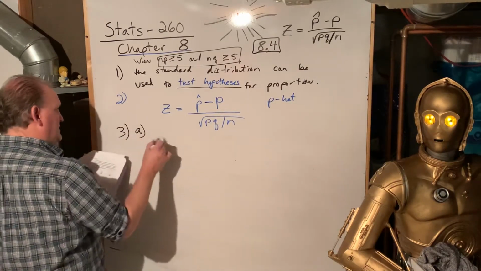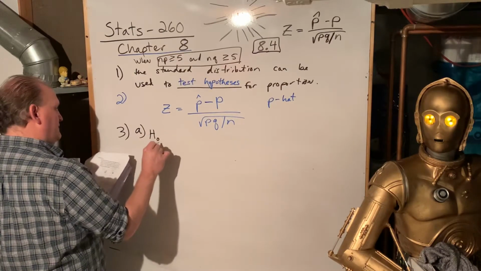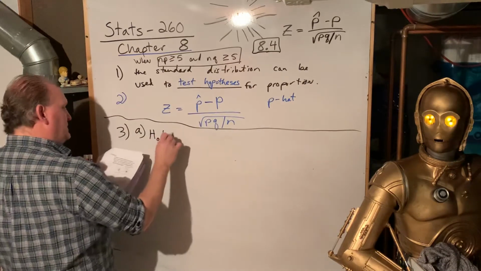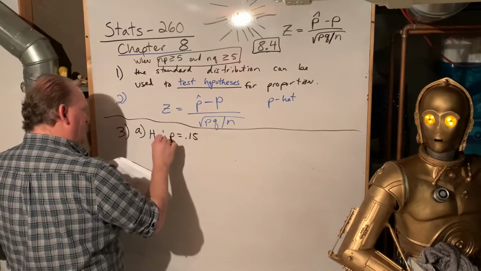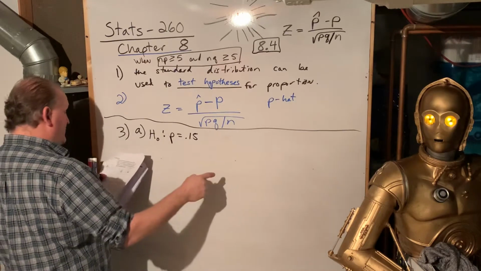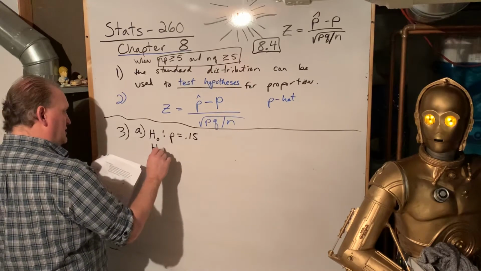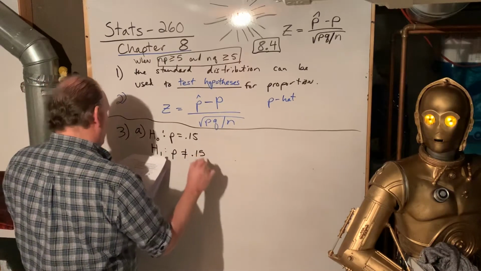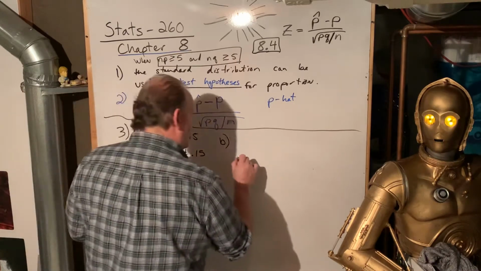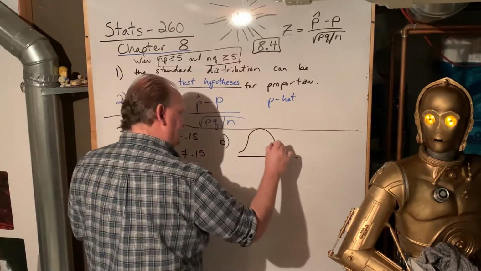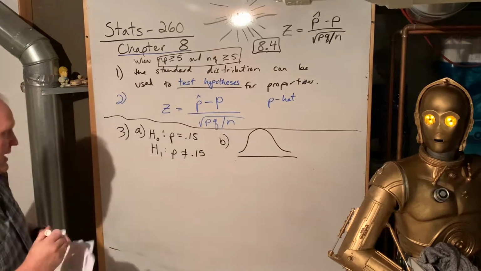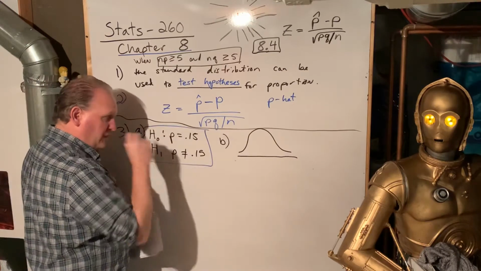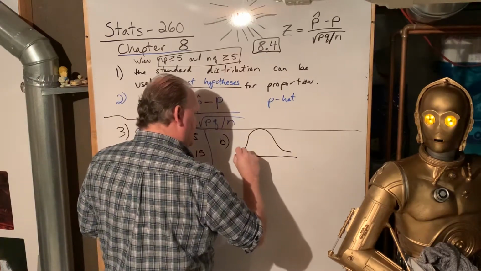So first, we're going to state our hypotheses. The null is p equals 0.15. Now, p stands for the proportion of the entire population. And so the alternative is not that. Then we're going to draw a picture, and because it is not equal to, it's a two-tailed test.